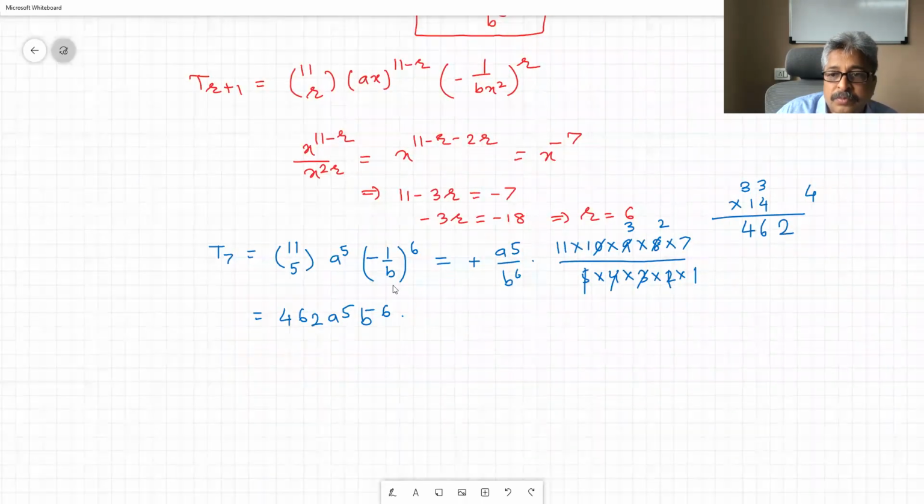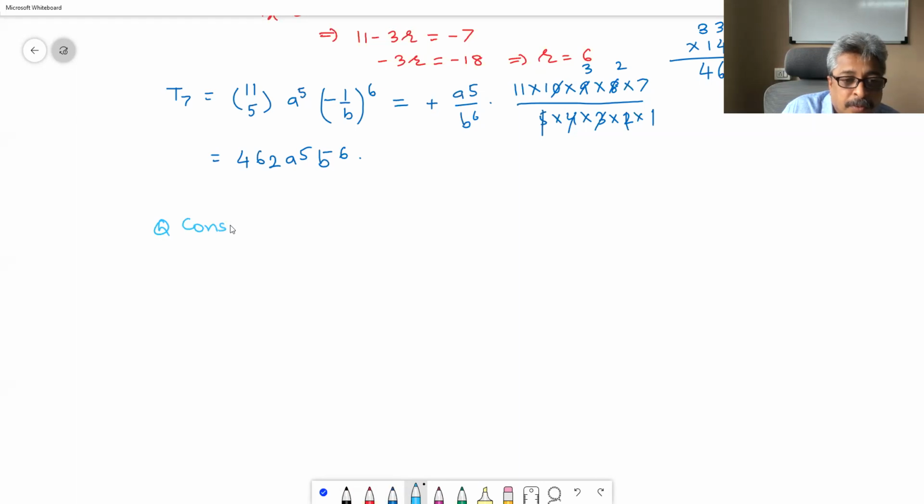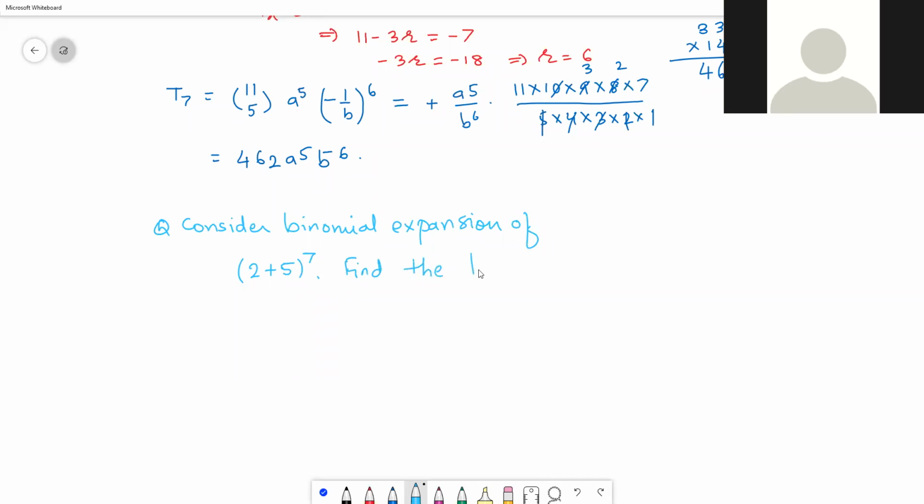Next, consider the binomial expansion of (2 + 5) raised to 7. Find the largest term.